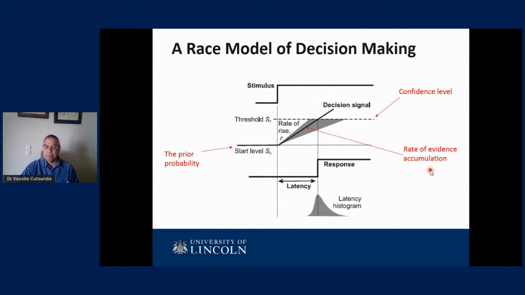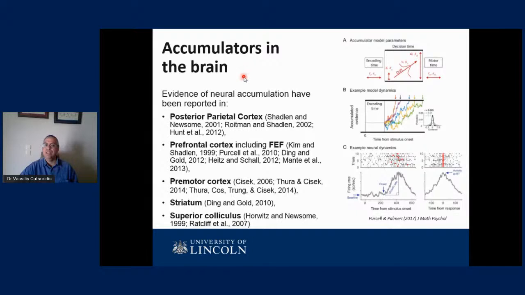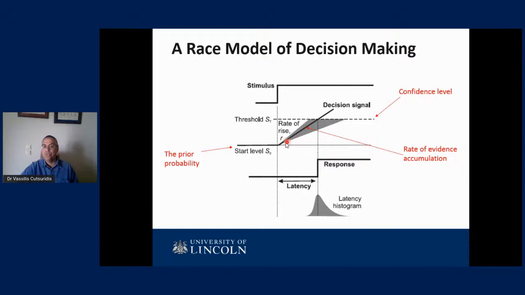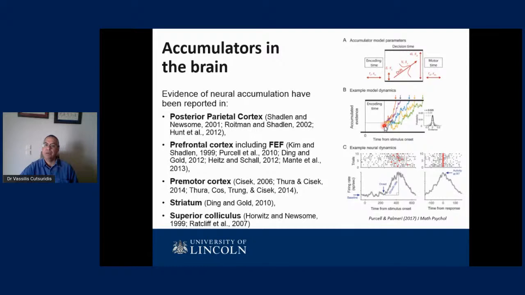There are many different accumulator processes in the brain, and they have been reported from many, many studies in various brain regions, such as the posterior parietal cortex, the prefrontal cortex, the premotor cortex, the basal ganglia, the superior colliculus. And what they found from these studies is that the rate of rise or the rate of evidence accumulation is no longer linear, but instead it follows more like a Markovian or a random walk. So it's linear on the average, but there is a lot of noise around this average accumulation rate.